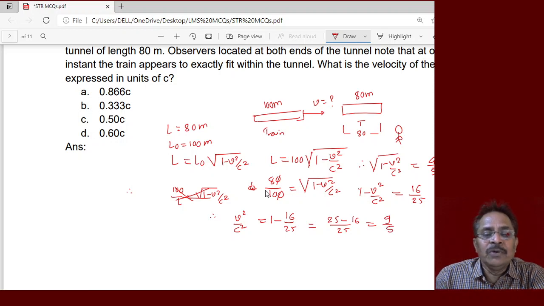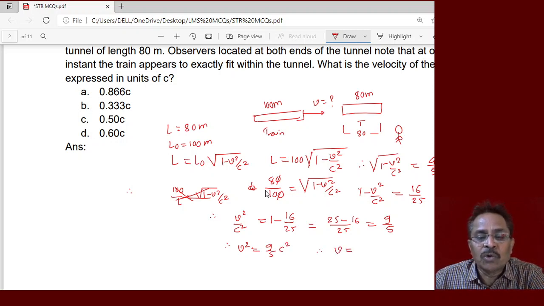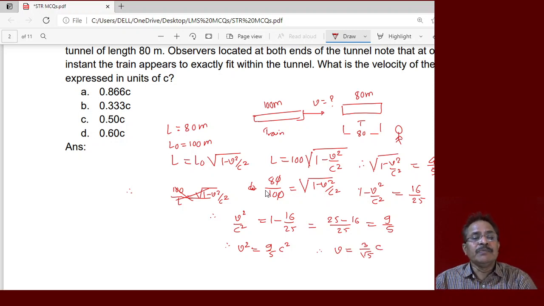9 divided by 25, and therefore V square is equal to 9 upon 25 times C square. Taking its square root, I'll get V is equal to square root of 9 is 3, square root of 25 is 5, and square root of C square is C. If I go for this calculation, 3 upon 5, it will come to be 0.60 C. So the correct option is going to be 0.60 C.